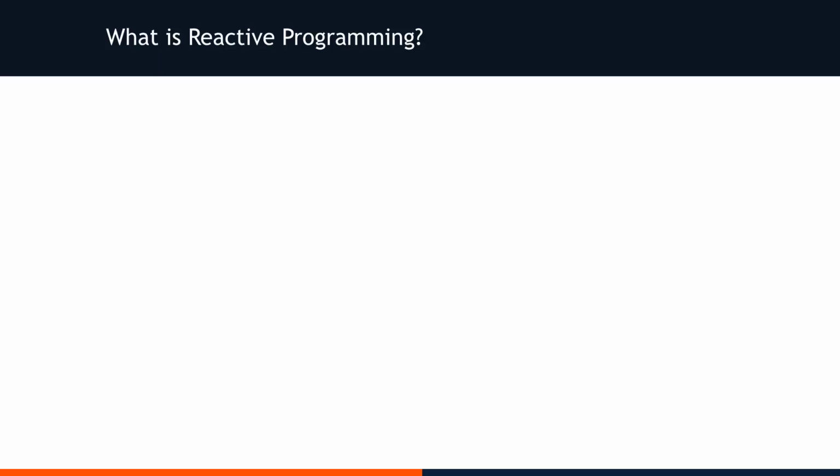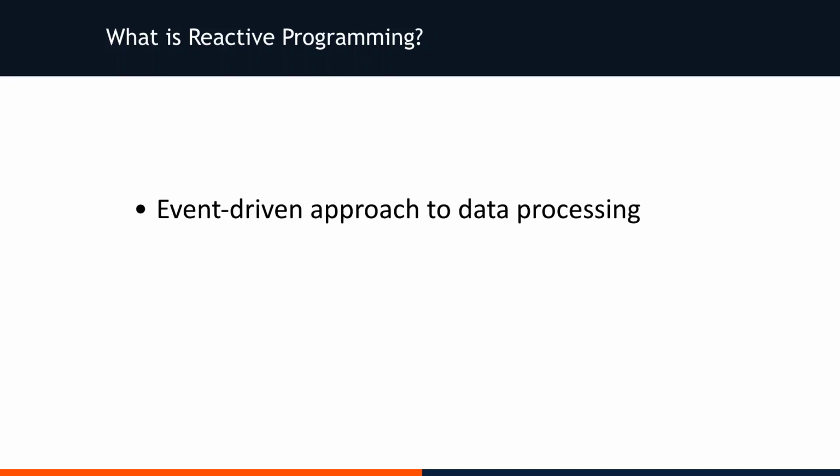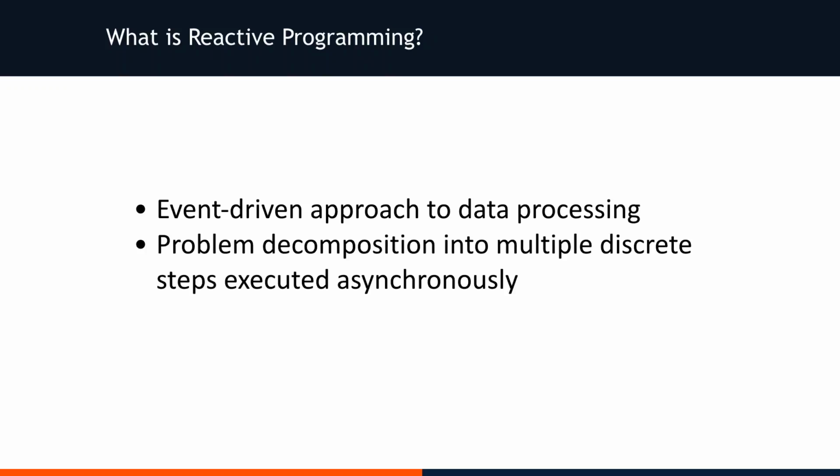Let's start with reactive programming then. If we try to summarize the concept of reactive programming in a few points, we can say that it is for sure an event-driven approach to data processing, where problems are decomposed into multiple discrete steps, which are then executed asynchronously, and all this asynchronicity happens generally in a callback-based fashion. Let's immediately give a little example in some code.